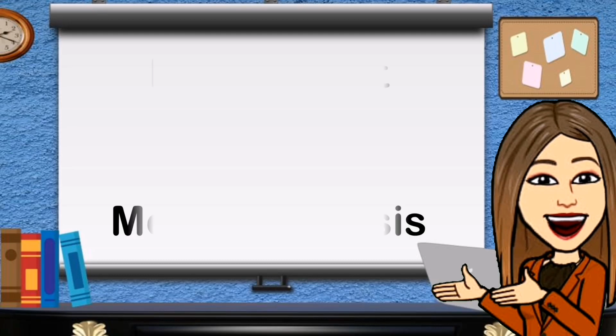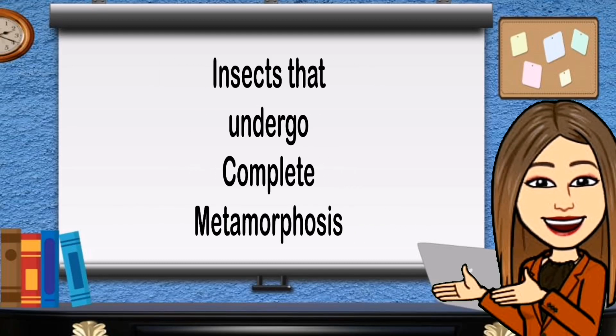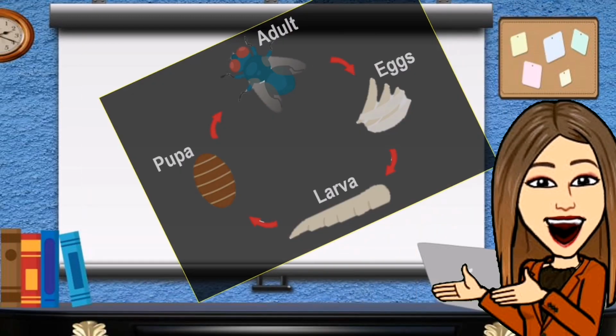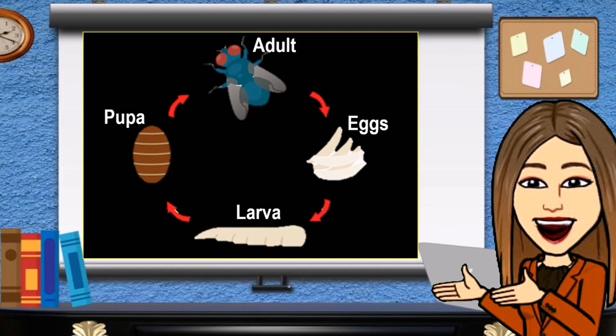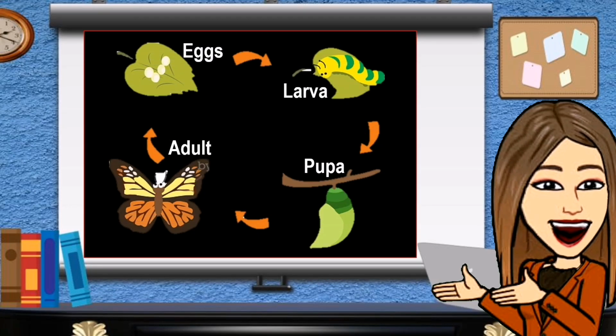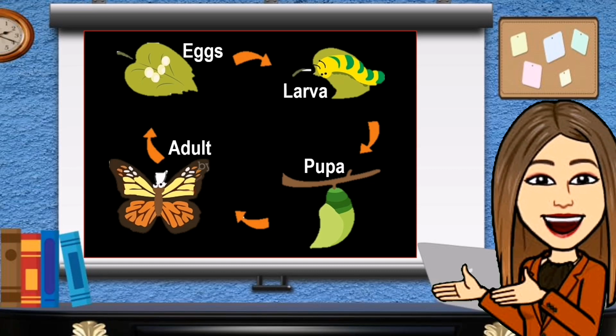Complete metamorphosis is possessed by the following: life cycle of a ladybug, life cycle of a fly, a life cycle of a mosquito, and the life cycle of a butterfly. So those are the insects that undergo the complete metamorphosis, and they have 4 stages in their life cycle.